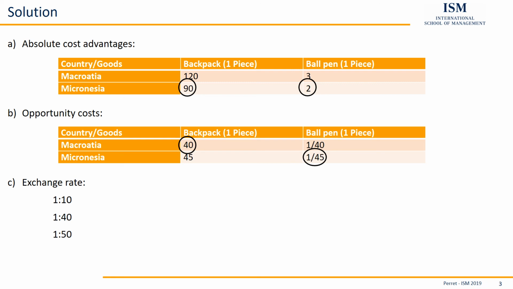That's 42.5. Then we select the exchange rate where the first value is as close as possible. So here we have 10, 40 and 50, and the 40 is the closest. So here our exchange rate would be 1 to 40. That's then our solution for part C.